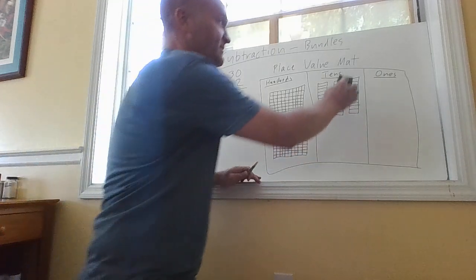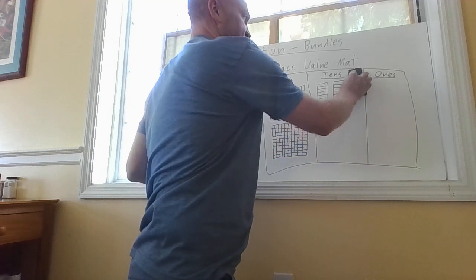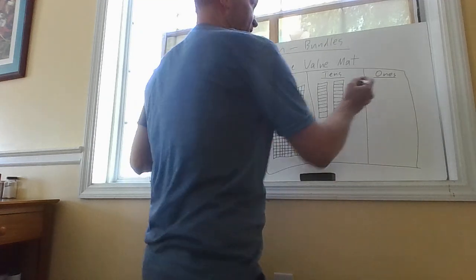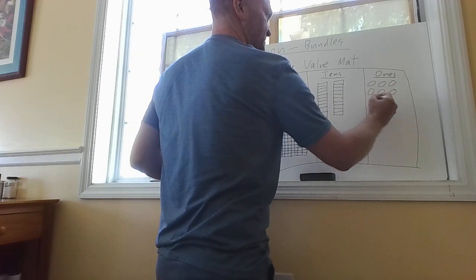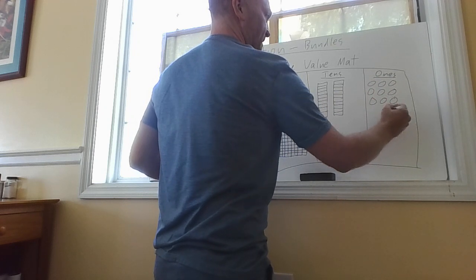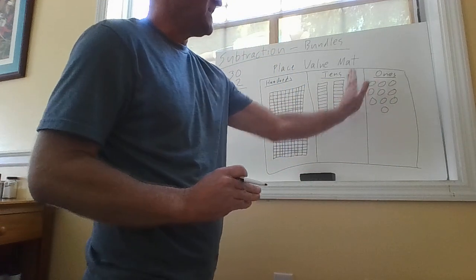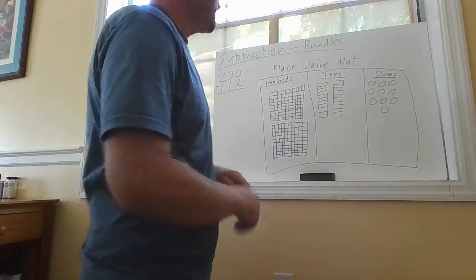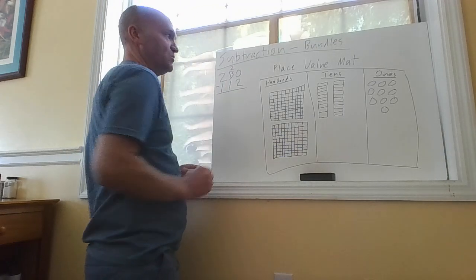So I'll go ahead and erase this ten block, and then I'm going to put in 1, 2, 3, 4, 5, 6, 7, 8, 9, 10 ones. So now I have exchanged a ten block and turned it into 10 ones, which would make this over here a 2.